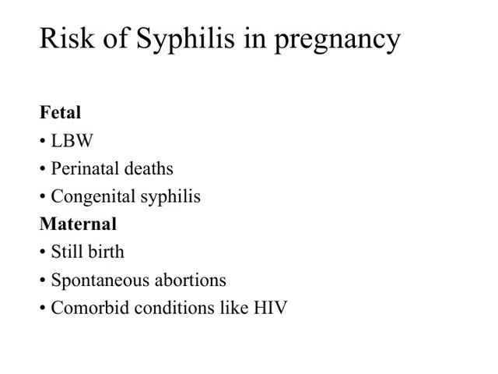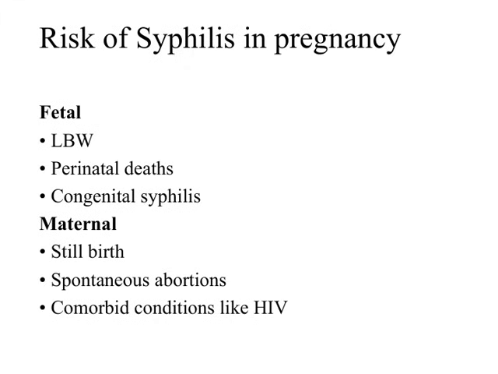Let's take a closer look at the risks of syphilis in pregnancy. When a pregnant woman is infected, it can have serious implications for the fetus. For example, it can lead to low birth weight, which is often associated with a range of health challenges later on. It can also cause perinatal deaths, meaning the baby might not survive around the time of birth, or lead to congenital syphilis, where the infection is passed from mother to baby, resulting in long-term health issues.